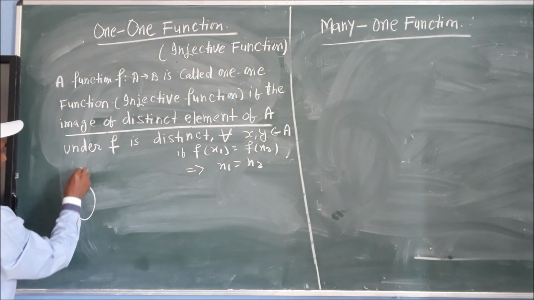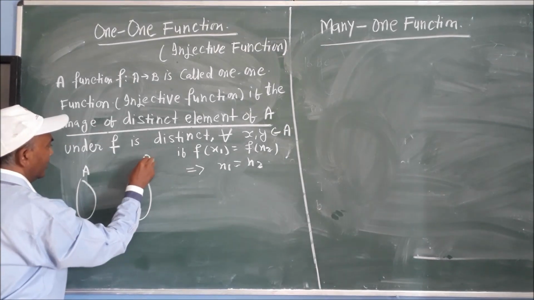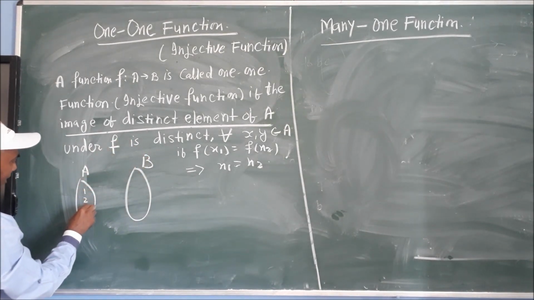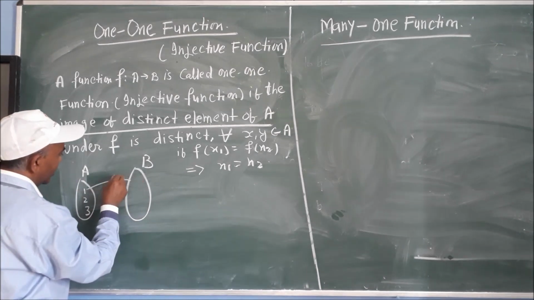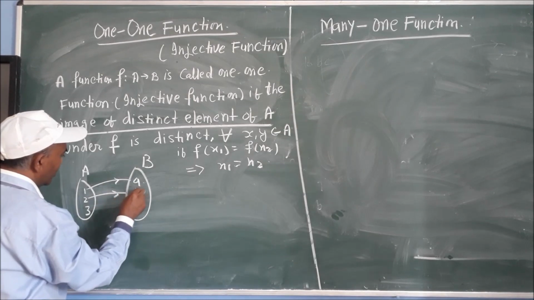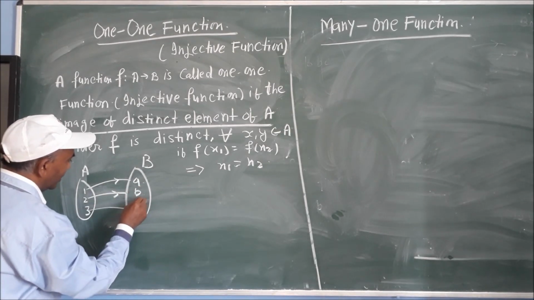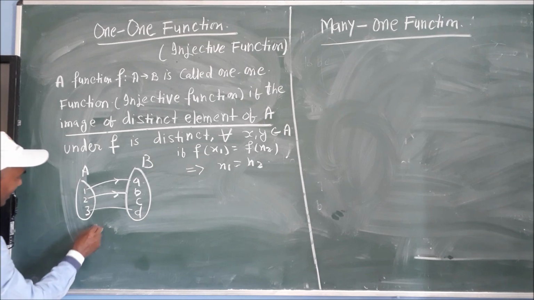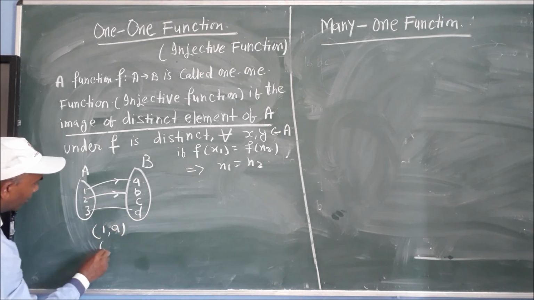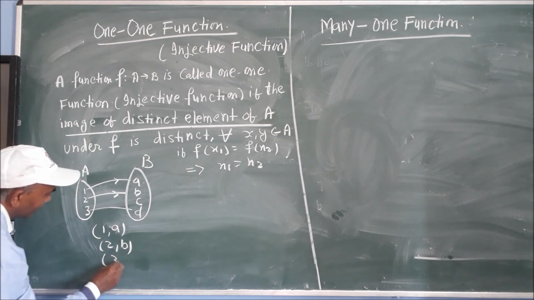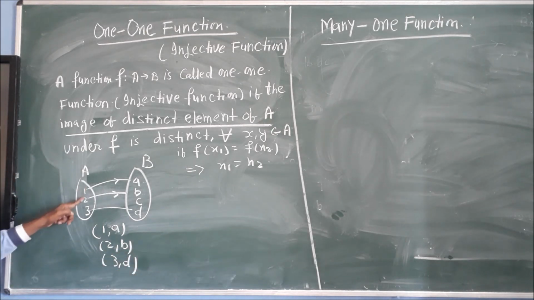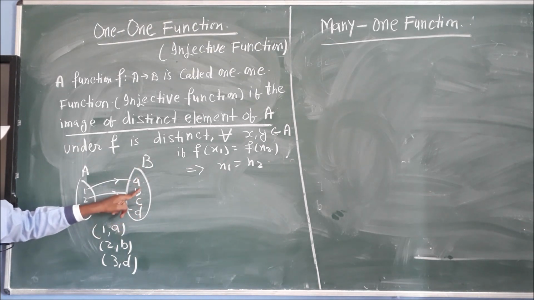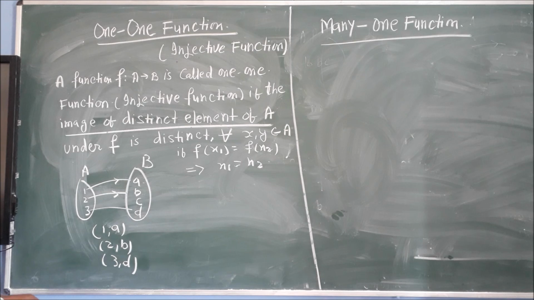See here example. Here is set A and here is set B. Its elements are 1, 2, 3. 1 is associated with A, 2 is associated with B, 3 is associated with D, and here is an element C. So we can say that 1 is associated with A, 2 with B, and 3 with D. So the images of 1, 2, 3 are A, B, and D. So we can say that each element of A has one and only one image in B. So this is called one-one function.